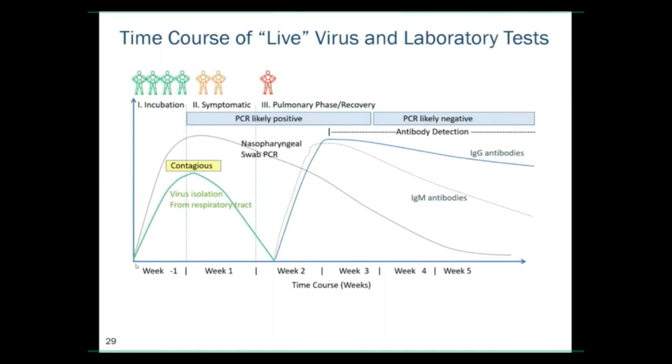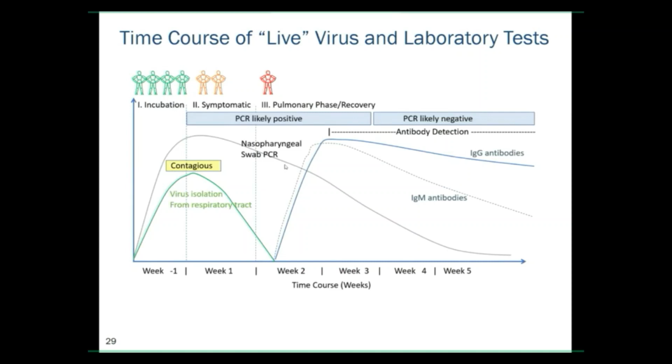So again, in green is live virus. So virus isolation from the respiratory tract. Note when the patient is most contagious. So the patient's most contagious for about 2 days before they develop symptoms, and about 2 or 3 days after they develop symptoms. This is the time they're most contagious.